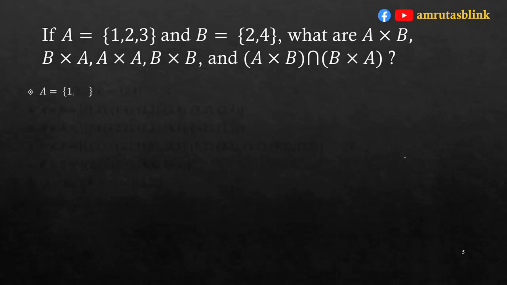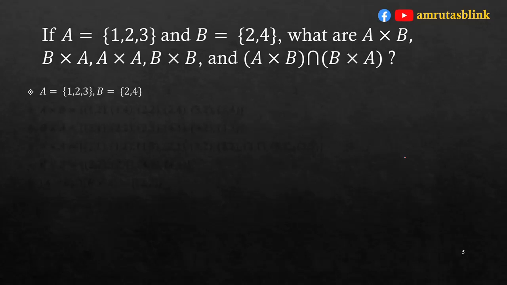Now, initially we'll write the given sets as they are. That is, A is equal to {1, 2, 3} and B is equal to {2, 4}. Now, there are 3 elements in set A and 2 elements in set B. So, the Cartesian product of AB as well as the Cartesian product of BA will have 3 into 2, that is 6 elements. Similarly, the Cartesian product of A on A will have 3 into 3, that is 9 elements, and the Cartesian product of B into B will have 2 into 2, that is 4 elements.